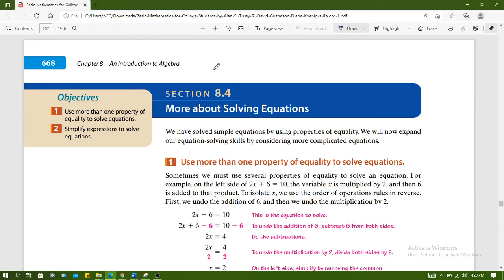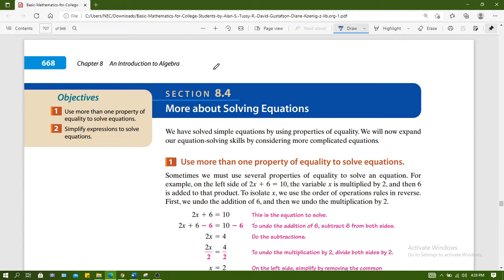And this day, I would like to share with you the next section of our lesson, section 8.4, more about solving equations. If you remember, the previous section taught us about using the different properties of equality in order to solve equations. This section will tell us more about solving equations, and the objectives are: use more than one property of equality to solve equations, and simplify expressions to solve equations.